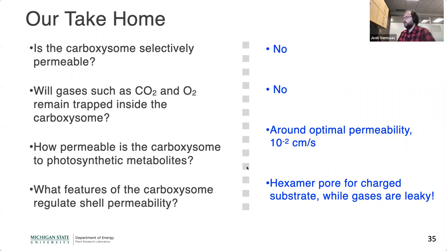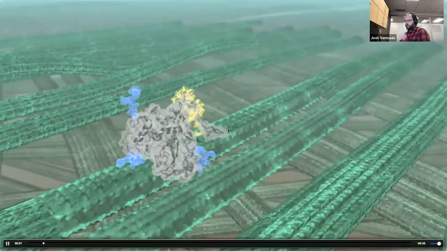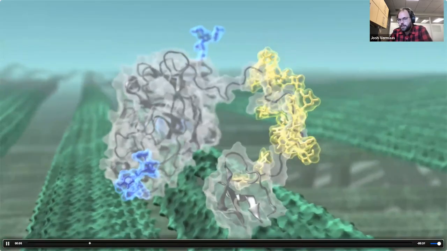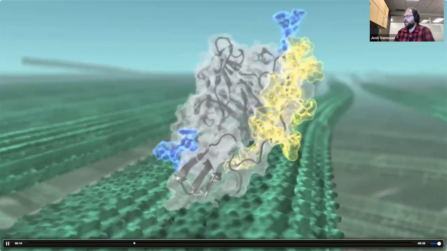out. Okay, so I think I've left myself just enough time to do the third part of this, which is the actually published part, where we're going to be looking at the enzyme mechanism for cellulase. And again, these are just sort of demonstrating the utility for molecular simulation in studying different biological systems. So this was work I did at NREL, which of course means that there's actually a graphics department who like can do stuff and show us nice things.